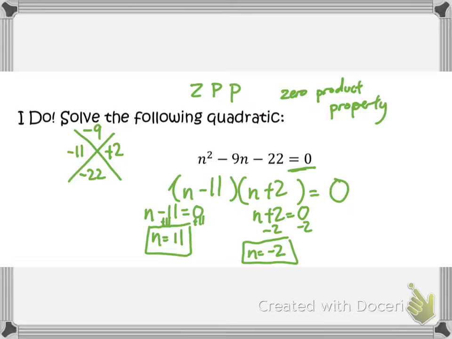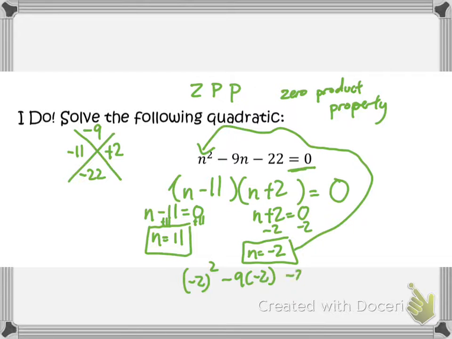If you want to double check, you can plug your n back into the equation, and let's plug in just this one n. -2 squared minus 9 times -2 minus 22 is equal to 0. This actually gives me positive 4 plus 18 minus 22 equal to 0. And that does give me 0.